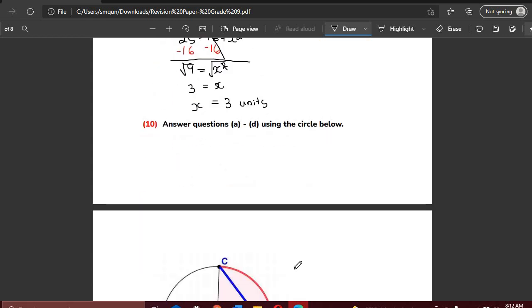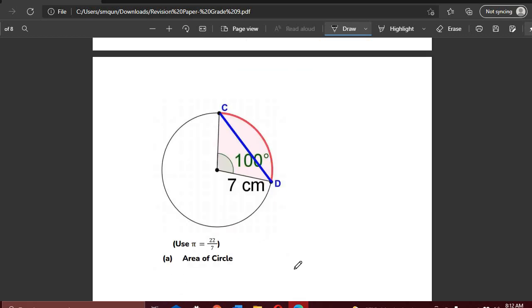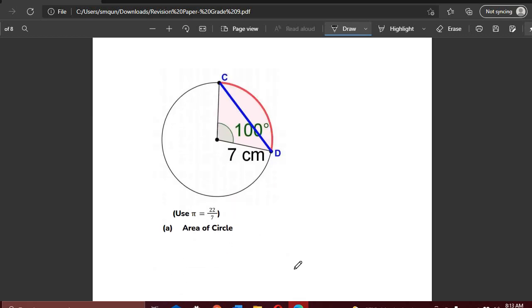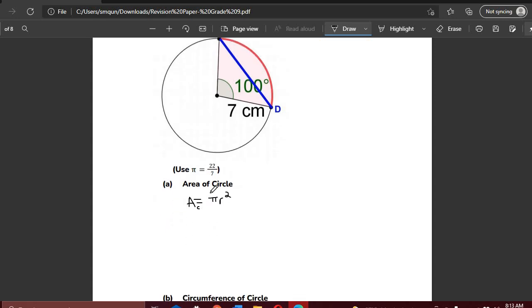Okay, it says answer questions A to D using the circle below. The first one asks us to find the area of this circle. So the formula for finding the area is A is equal to, I'm going to call this A subscript C to show that it is the area of the circle. That's going to be pi r squared. And it says we must use pi is equal to 22 over 7.